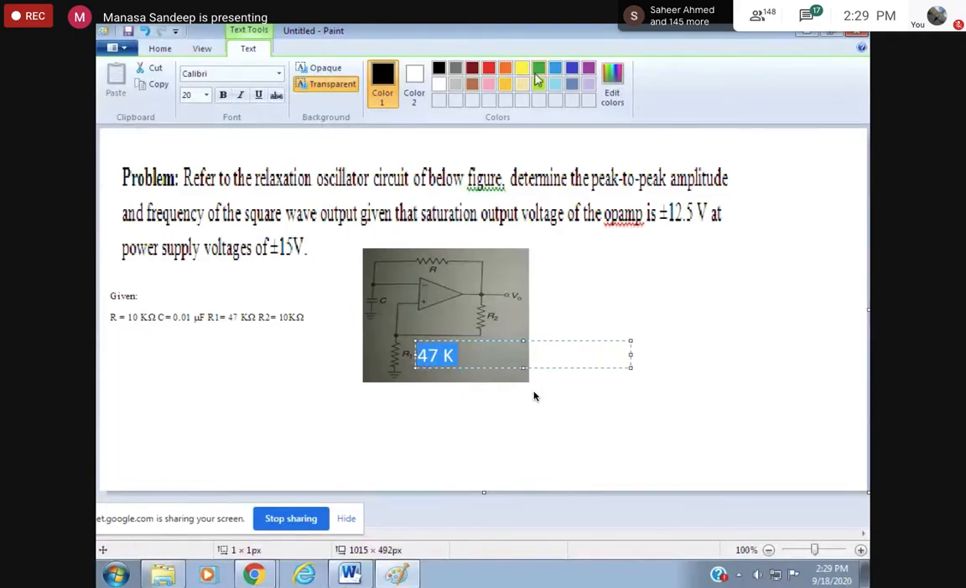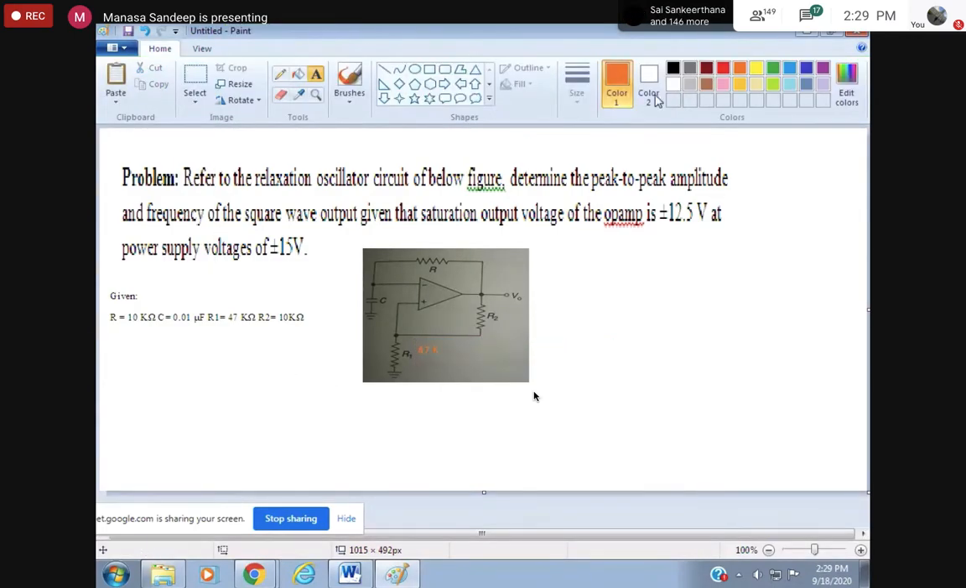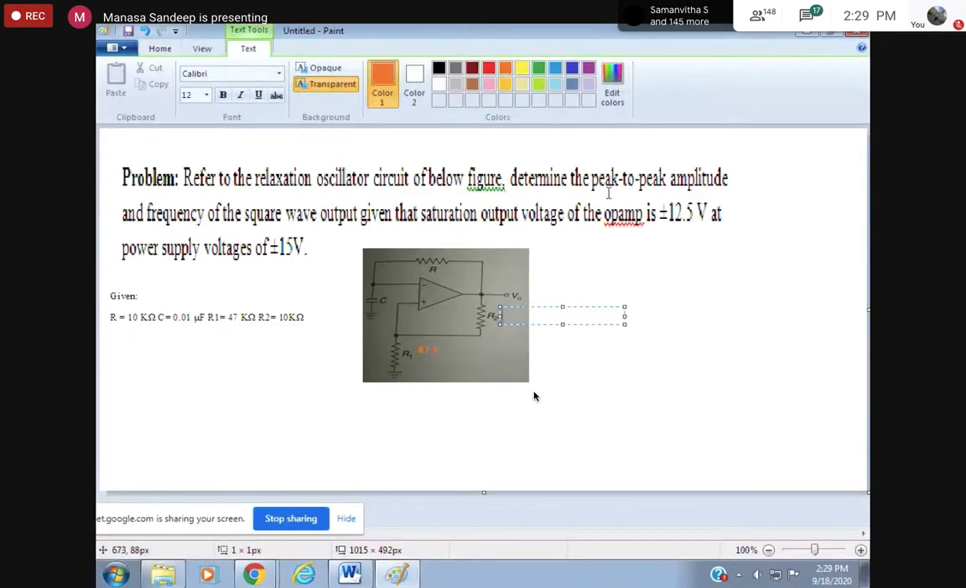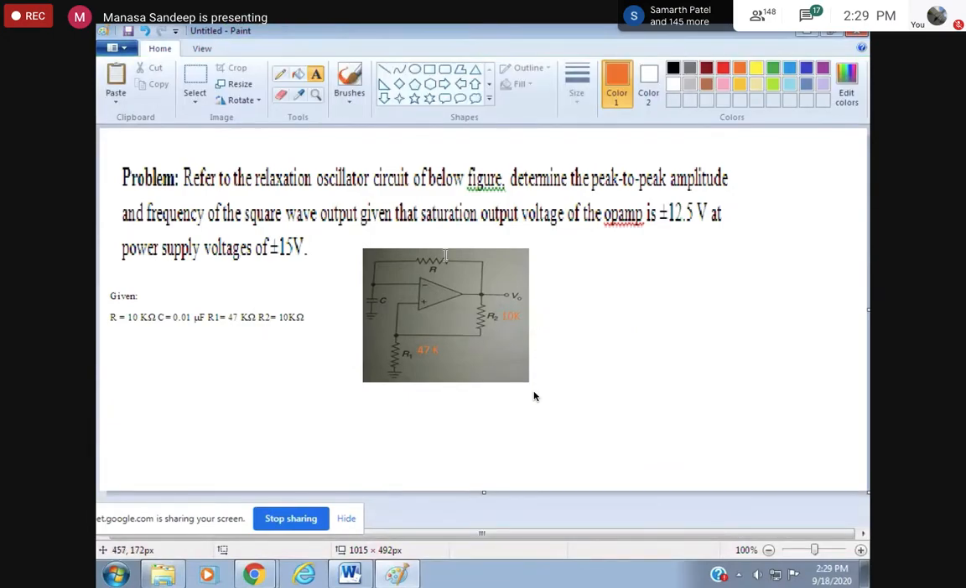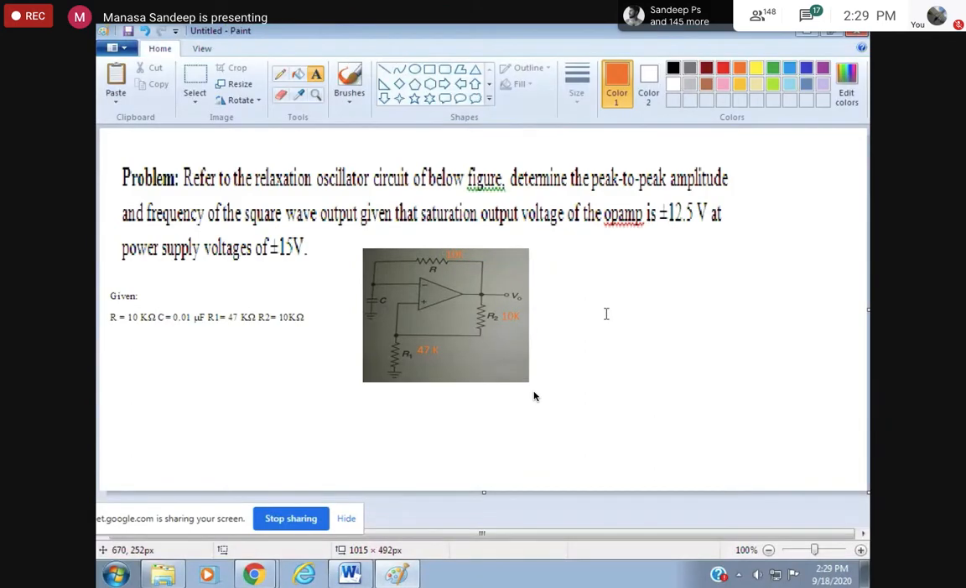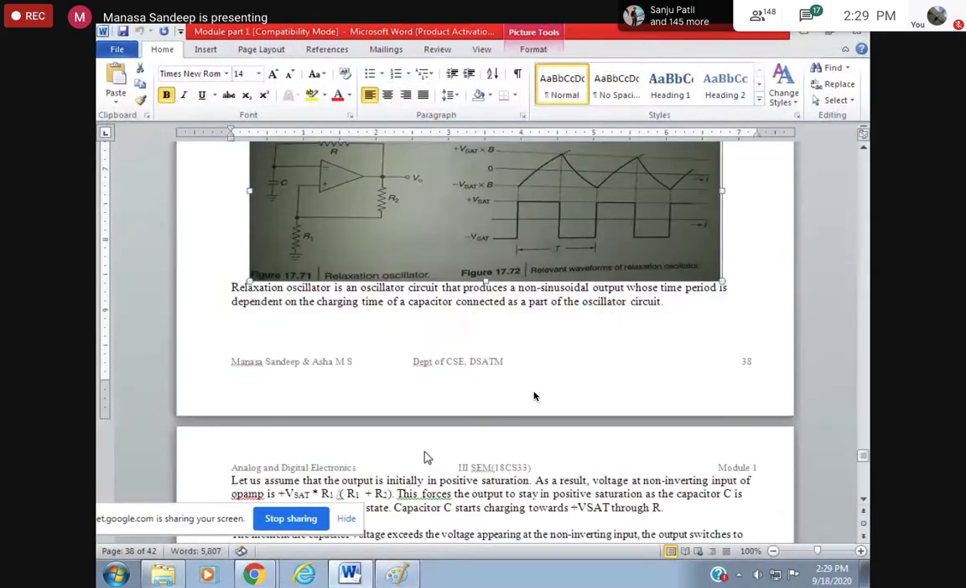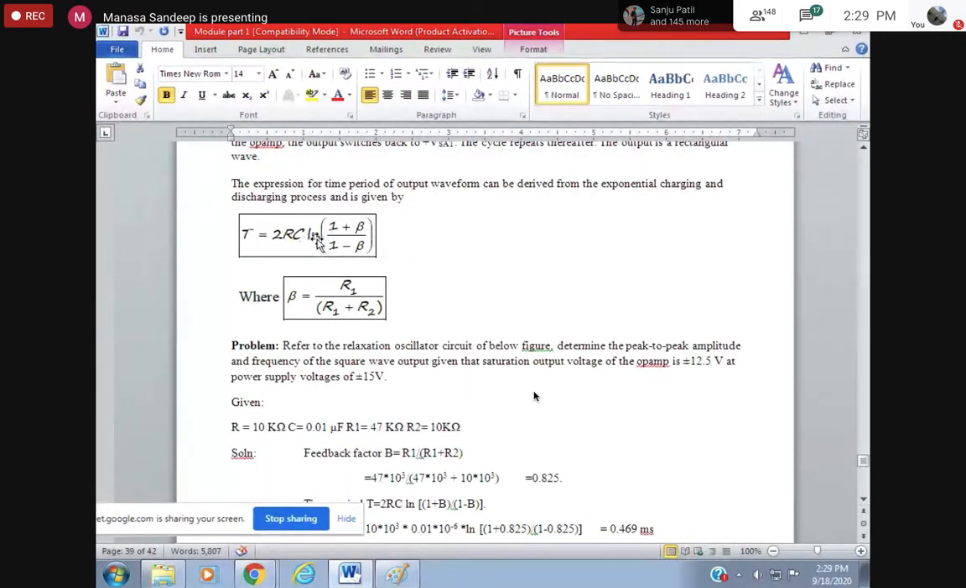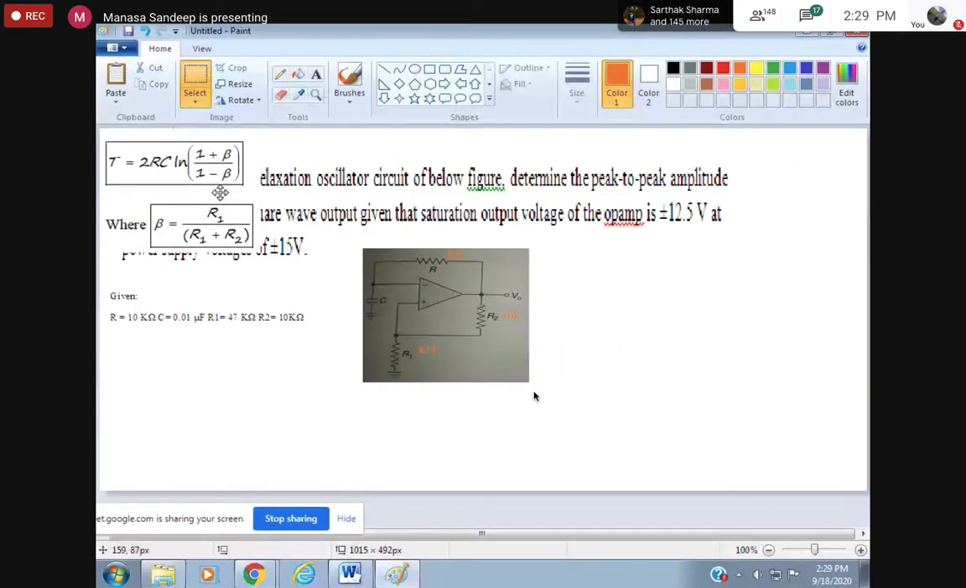Is it visible? R1 is equal to 47 kilo ohms. What about R2? R2 value is 10 kilo ohm. What is the R value they have given? 10 kilo ohm. So this is what they have given. And the formula, let me give you the formula. This is the formula you need to use.